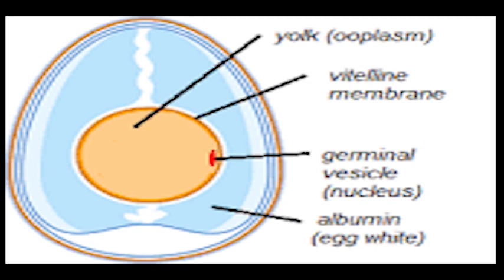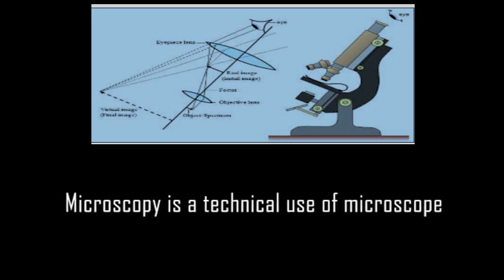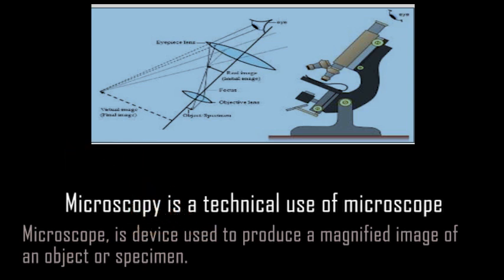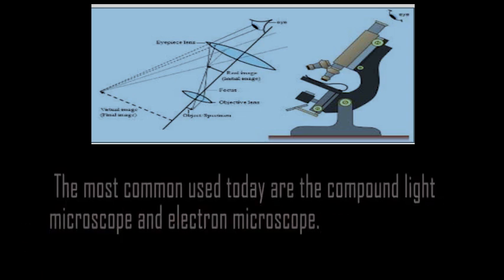So generally, what is microscopy? Microscopy is a technical use of microscope. So what is microscope? Microscope is a device used to produce a magnified image of an object or specimen. Microscope was introduced at the first time by Anton van Leeuwenhoek. The microscope used was enough to explore the microbes.